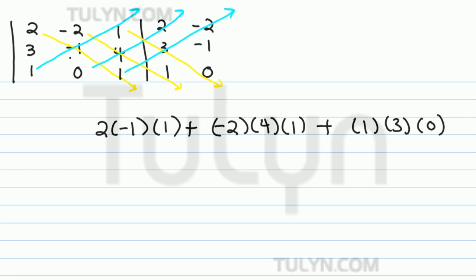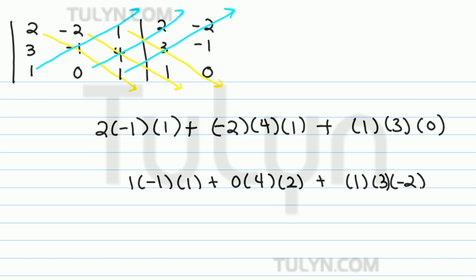Now for the blue arrows, we want to do the same thing. So we want to get 1 times -1 times 1. And we want to add them together. So 0 plus 0 times 4 times 2 plus 1 times 3 times -2.